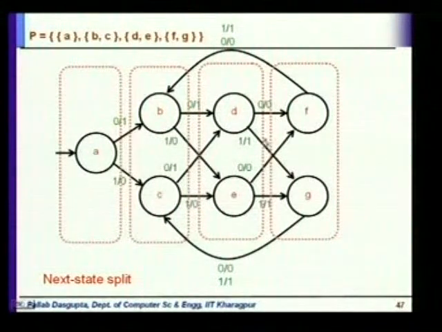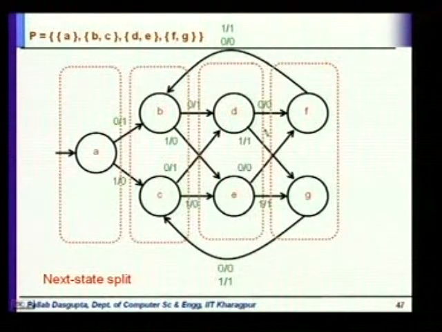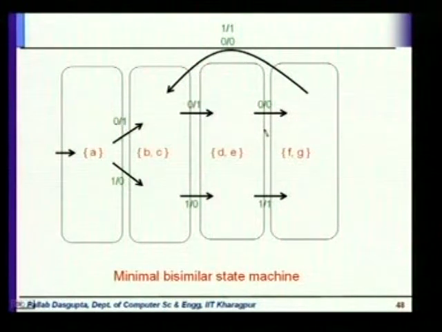Then again there is a next state split here. See, that's because this one on 0 goes here, this one on 1 goes here. So why do we put them in different classes? Because the next states of these are going to these, and the next states of these are going into the other partition, right. So we split it up like this, and that is the final breakup. Then we reach a fixed point. There is no other split that you can do. So effectively the minimal bisimilar state machine is this.